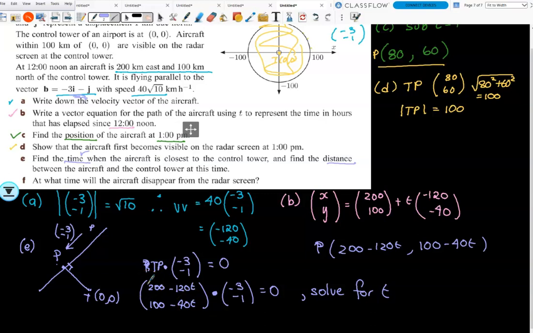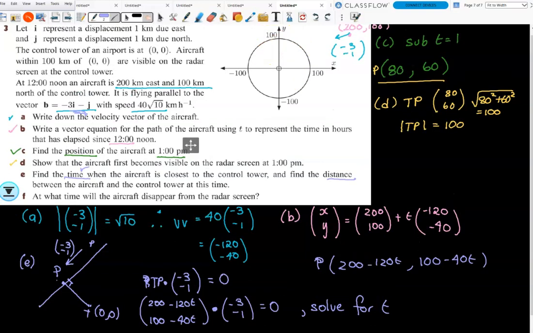Huzzah? Will the aircraft disappear from the radar screen? We obviously know it's before 1, but it's travelling all the way through. So what would we be solving? We want the distance to be greater than 100. You'll get your 2 solutions, hopefully. One will be the 1, so you know that you're right. So it's going to have to be less than 1, and then the second solution would have to be greater than that time if it keeps on going.